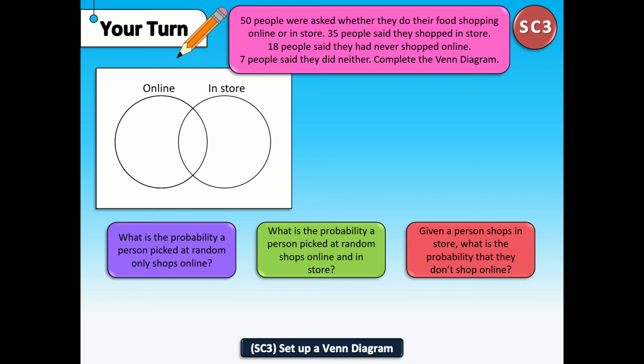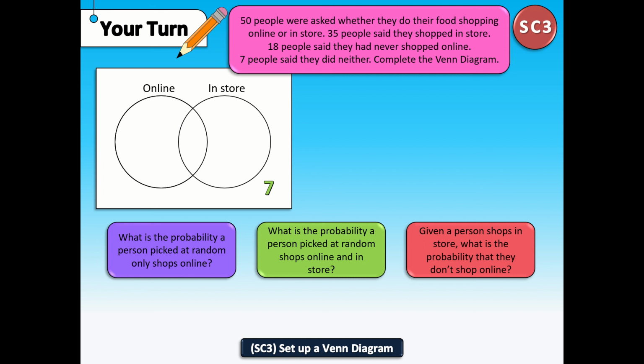So this question says 50 people were asked whether they do their food shopping online or in store. 35 people said they shopped in store, 18 people said they had never shopped online, and 7 people said they did neither. So we want to complete the Venn diagram.